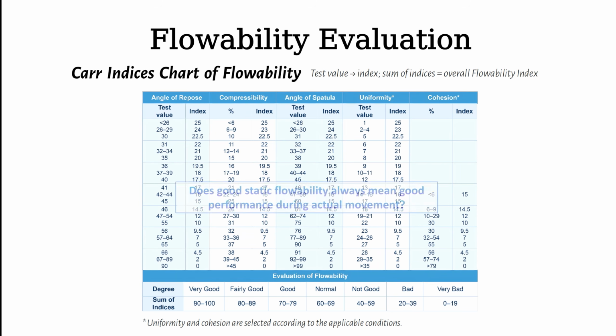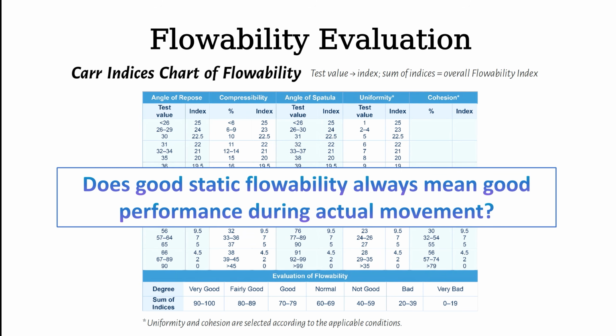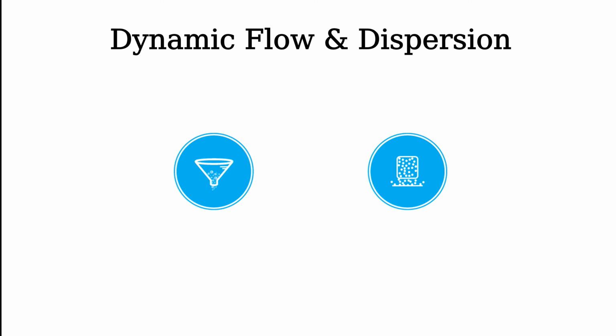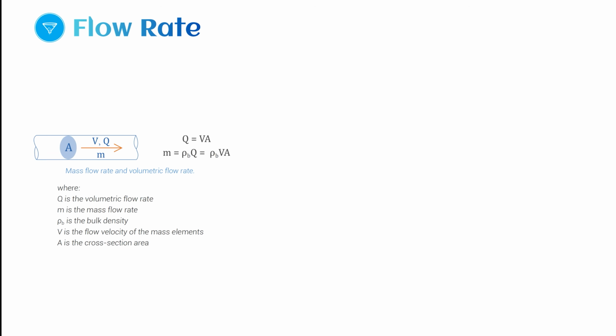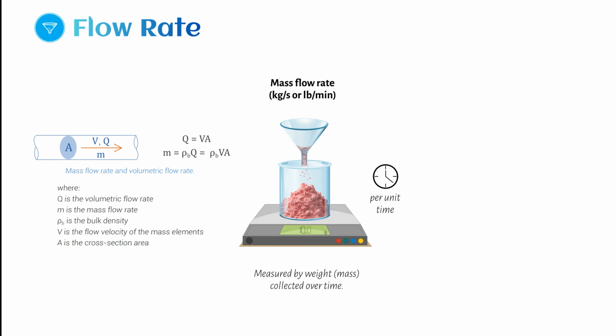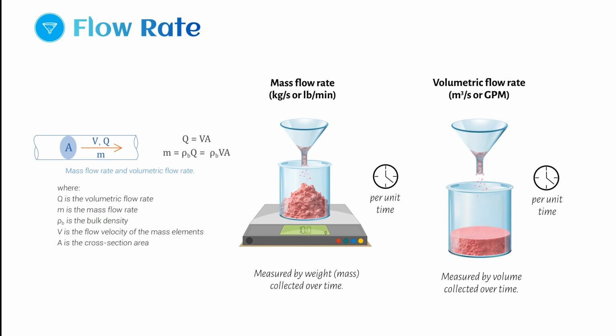But there is still an important question. Does good static flowability always mean good performance during actual movement? Not necessarily. That's why we also need to look at dynamic behavior, especially flow rate and dispersibility. Flow rate tells us how efficiently a powder actually passes through an outlet. Instead of predicting flow from another property, here we directly measure the discharge behavior.